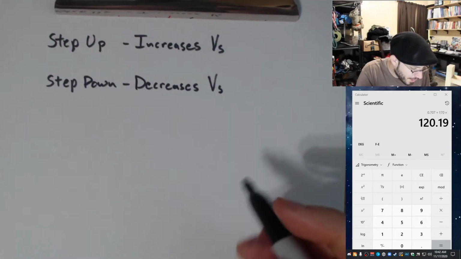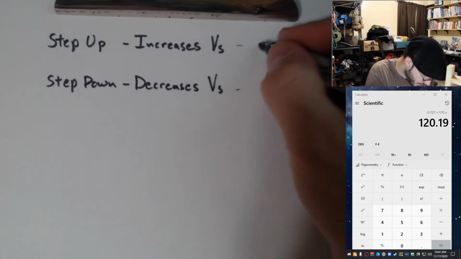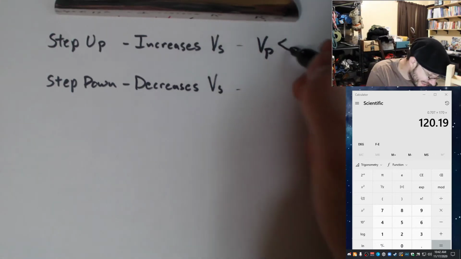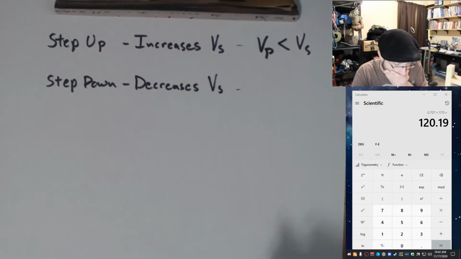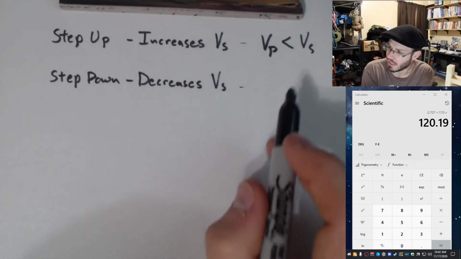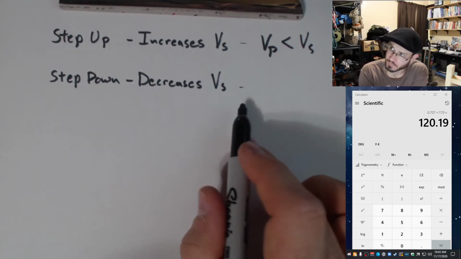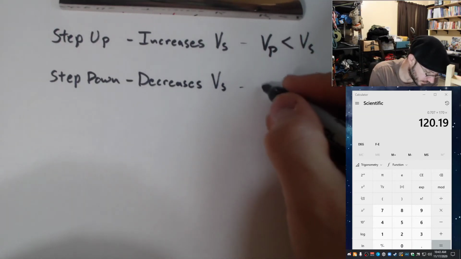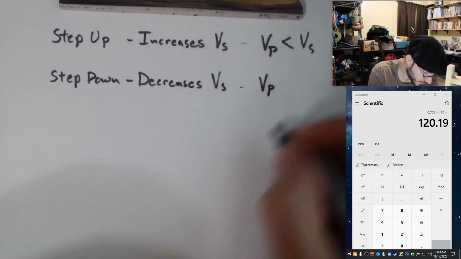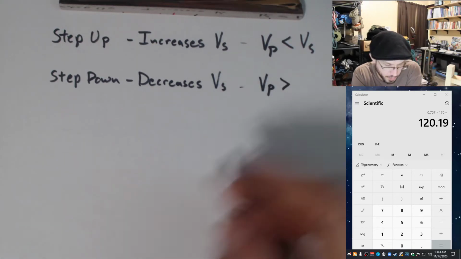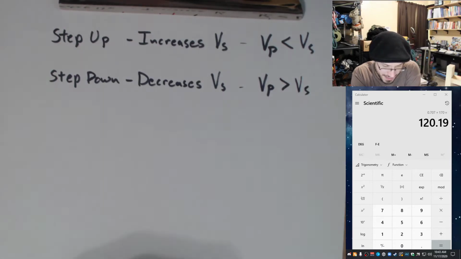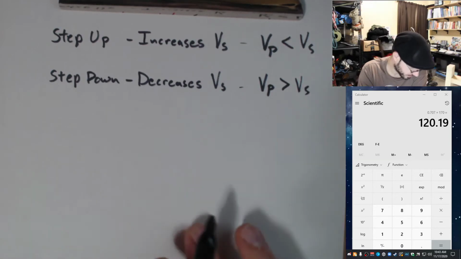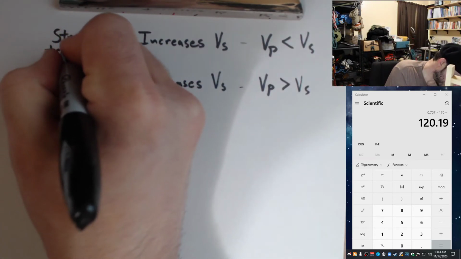In other words, I should probably write it out this way. For a step-up transformer, V on the primary is less than V on the secondary. In other words, you're going to get a larger secondary voltage. Or in the case of a step-down transformer, voltage on the primary is larger than the voltage on the secondary. Or in other words, we're creating a voltage that's lower on the output.